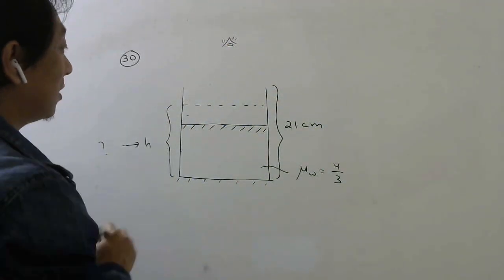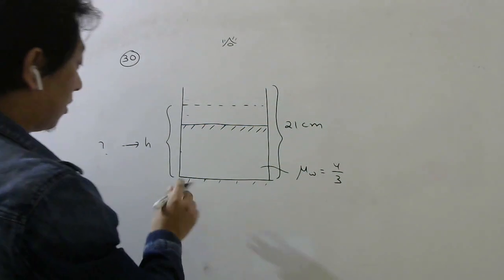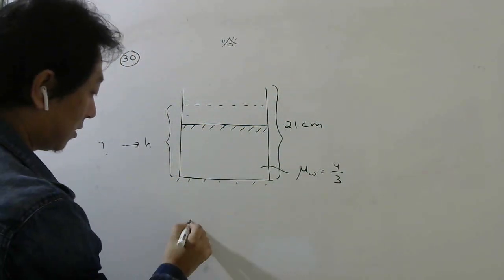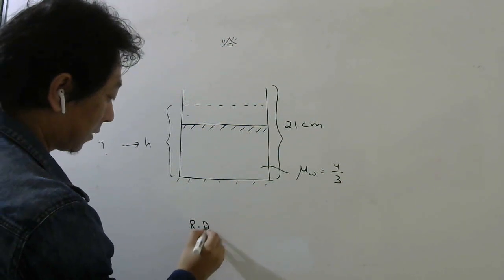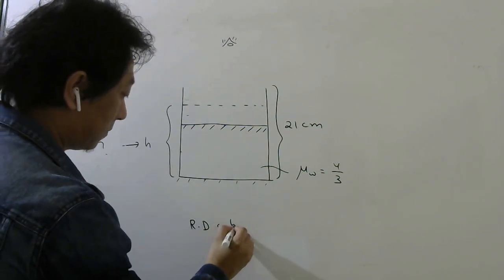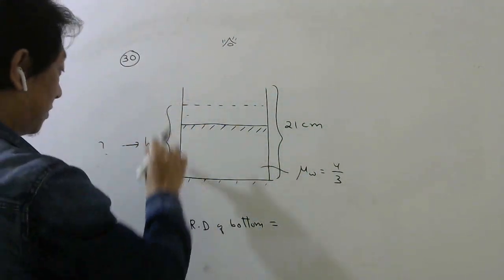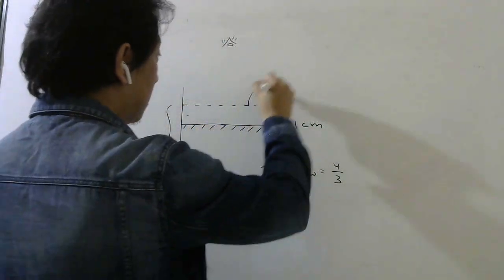Okay. So what is the real depth of this bottom? The real depth is h, right? So real depth of bottom is equal to h. Remember, this is the surface of water.